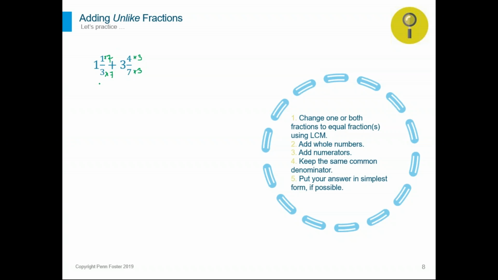Now, remember that we are not going to multiply the 7 or the 3 times the 1 or the 3. The 1 and the 3 are whole numbers. They are not part of the fraction. They are part of the mixed number, but it's not part of the numerator or the denominator. So our new problem will be rewritten as 1 and 7 over 21 plus, we're adding 3 is the same. 4 times 3 is 12, and 7 times 3 is 21.